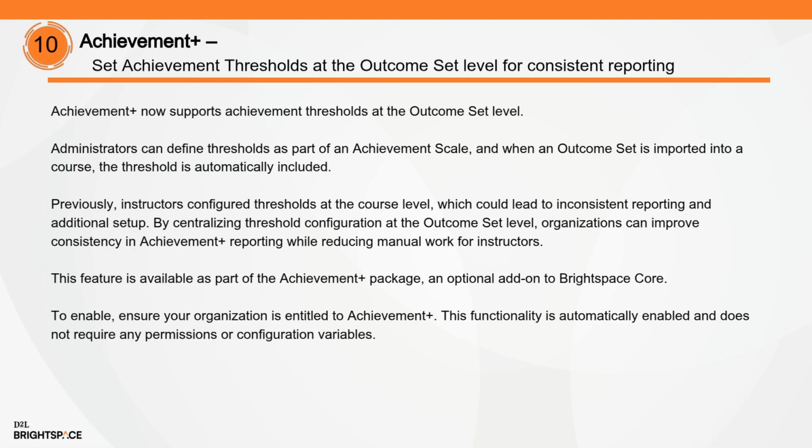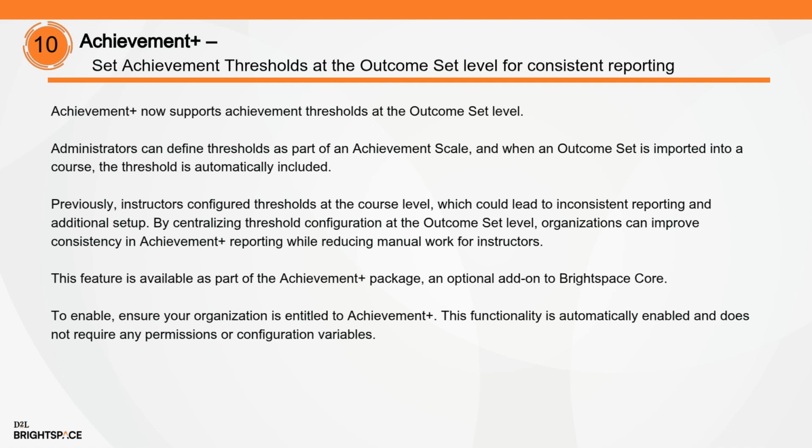Achievement Plus now supports achievement thresholds at the outcome set level. Administrators can define thresholds as part of an achievement scale, and when an outcome set is imported into a course, the threshold is automatically included. Previously, instructors configured thresholds at the course level, which could lead to inconsistent reporting and additional setup. By centralizing threshold configuration at the outcome set level, organizations can improve consistency in Achievement Plus reporting while reducing manual work for instructors.